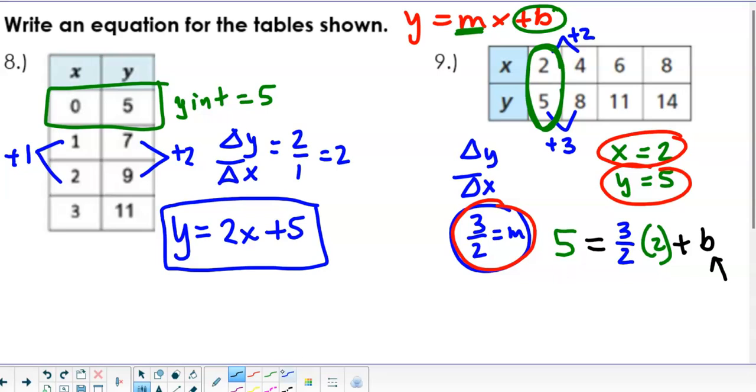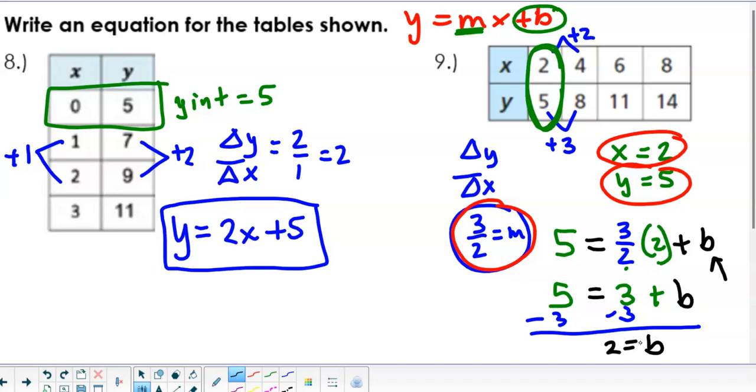So the first thing I'm going to do is multiply 3/2 times 2. That's going to give me 5 equals 3, since 6 divided by 2 is 3. And now, in order to get b alone, all I have to do is subtract 3 from both sides. And that tells me that b is equal to 2.